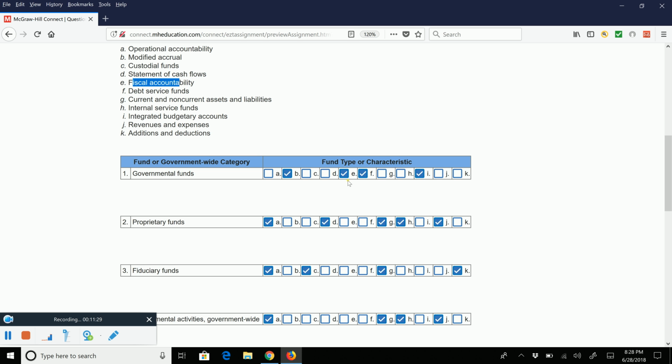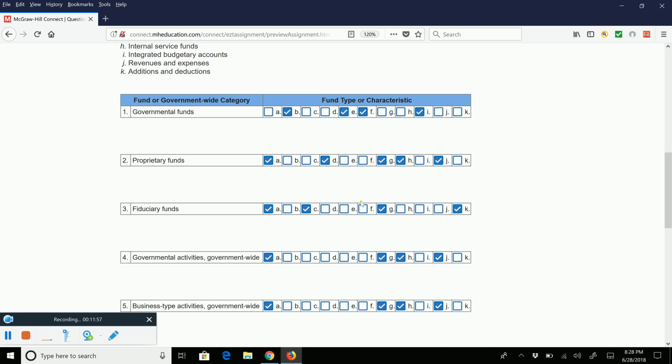The difference is this. With modified accrual, we're only interested in the current year cash flow, hence the term fiscal, right? The 1 year accountability. We're only interested in the 1 year. Operational accrual accounting, as you know, is interested in the entire economic resources, even if it's long term. Letter F, a debt service fund. Well, that's in the governmental fund category, right?